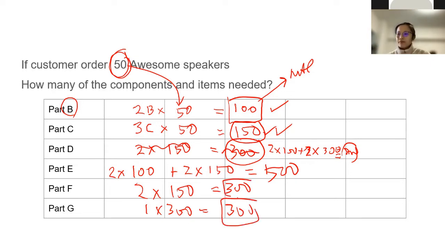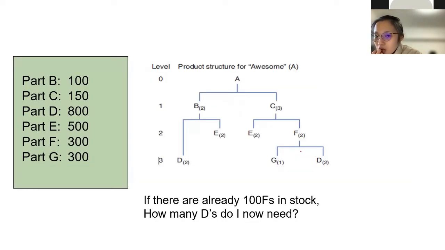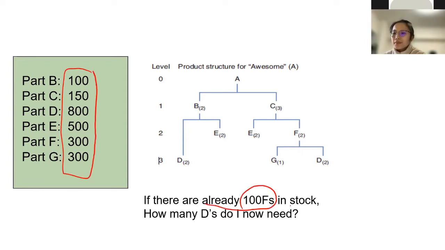So all these are called the material requirement. It tells you how much is required, but you do not know when. You only know how much. So we need to develop this further. Of course, today you have software, I'm not denying that. So this is the answer. Now you can ask a lot of questions. If there are already 100 Fs in stock, how many Ds do I need now?